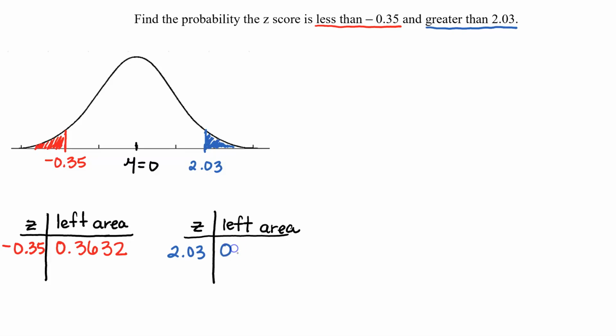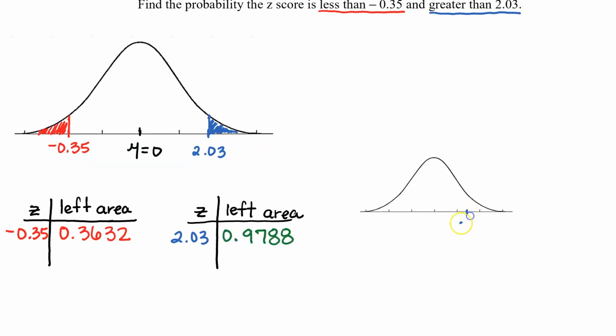So now I will add that to this table. We just saw that this left area was 0.9788. But this is not the area that we want because as we can see, we want the right area of 2.03. So as an illustration, here's 2.03. And what the table just gave us was its left area of 0.9788. But we want its right area.